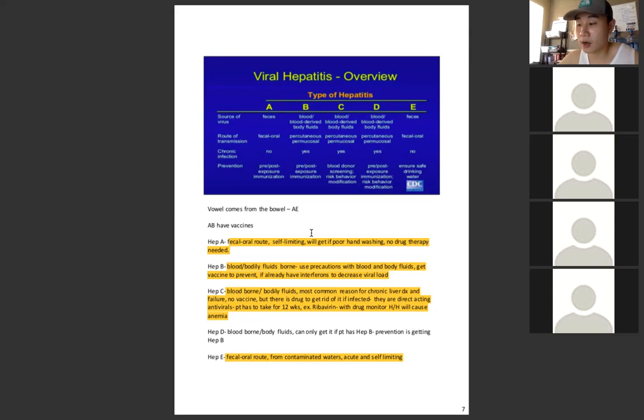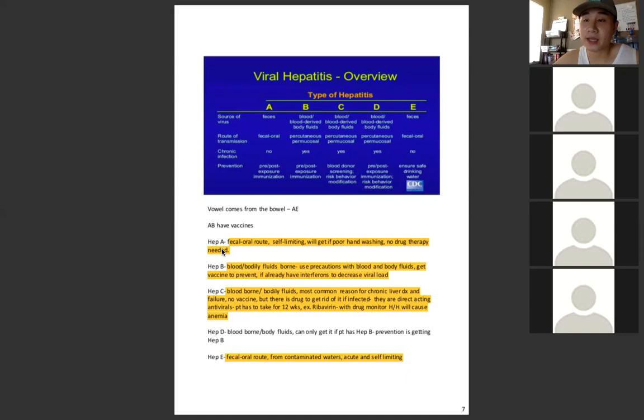Hepatitis A is transmitted via the stool, the poop, or by drinking contaminated water or eating contaminated food that may have feces on it. The most common cause is poor hand washing. So that's how hepatitis A is transmitted.